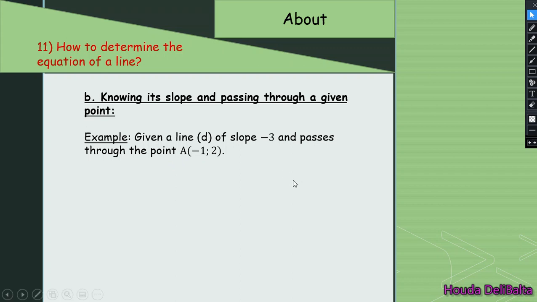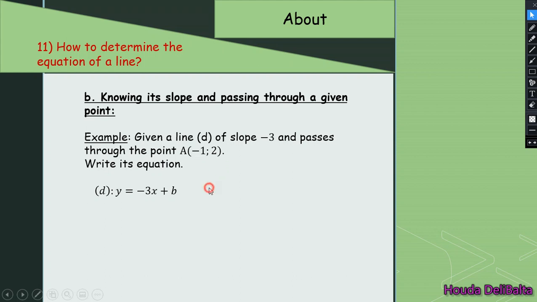Of course I can benefit from the slope, but how can I determine the y-intercept? Because to find the equation of a straight line in general, I need to write it as ax plus b. So all the time I need to find a and b, the slope and the y-intercept. So how can I continue? Let's see. D is y equals -3x plus b. Where does -3 come from? The slope. It is the slope. So I still need to find b.